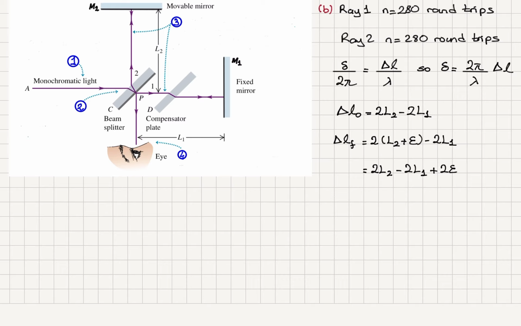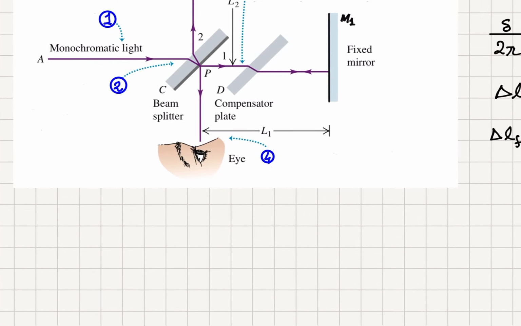Okay, so if I compare these two situations, the path difference delta L between the two situations, delta L final minus delta L initial, is equal to 2 epsilon for each round trip.